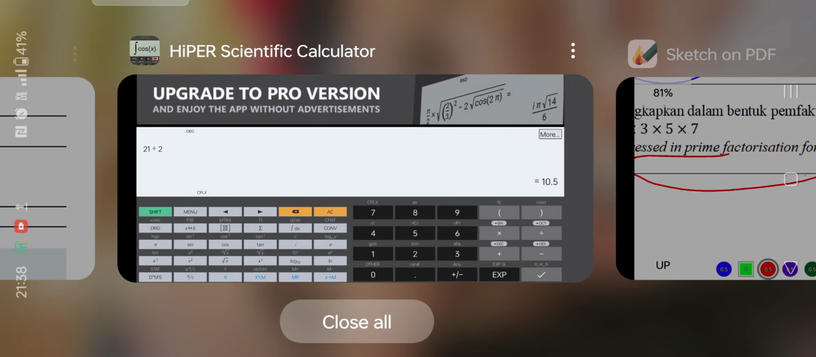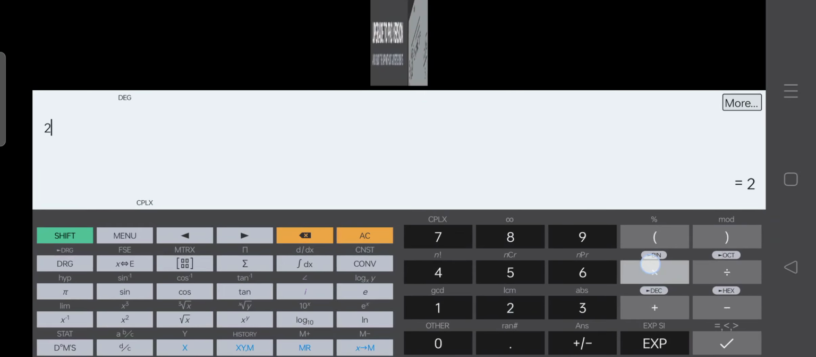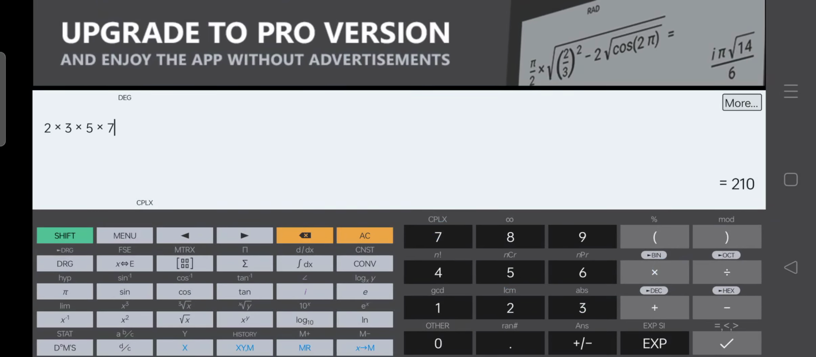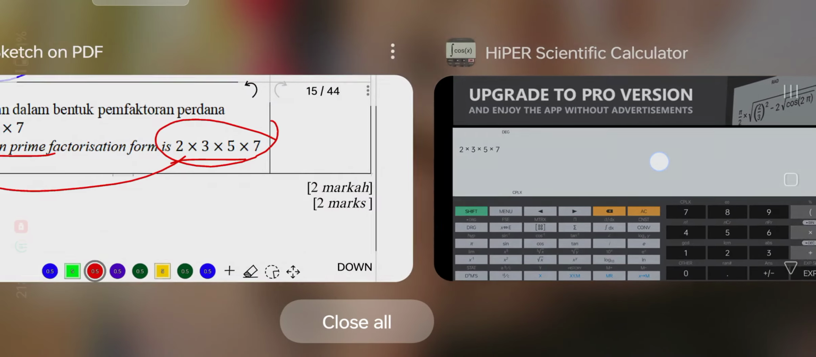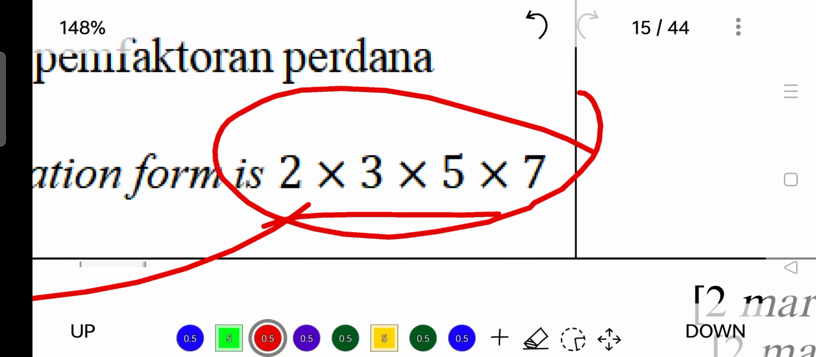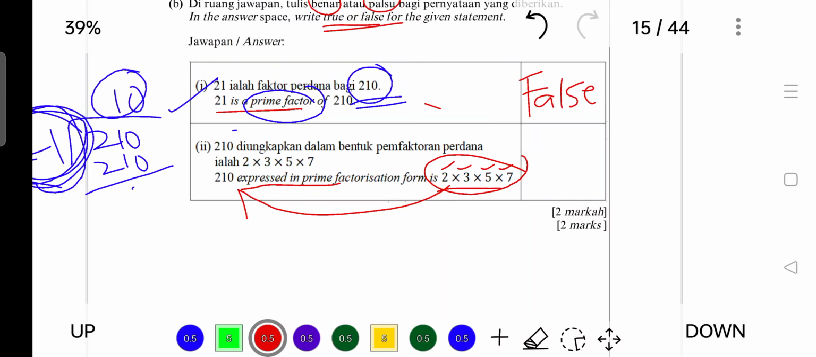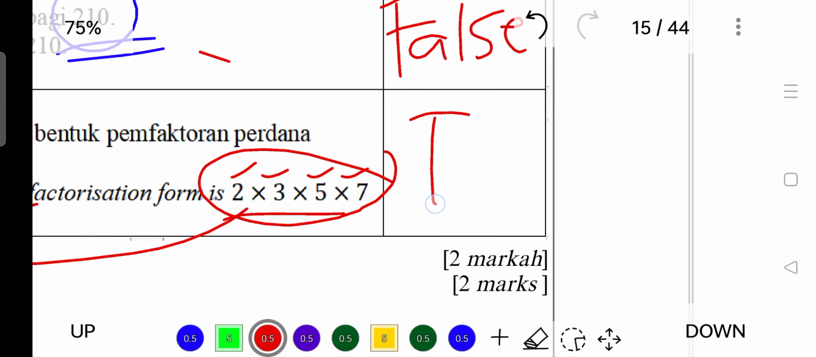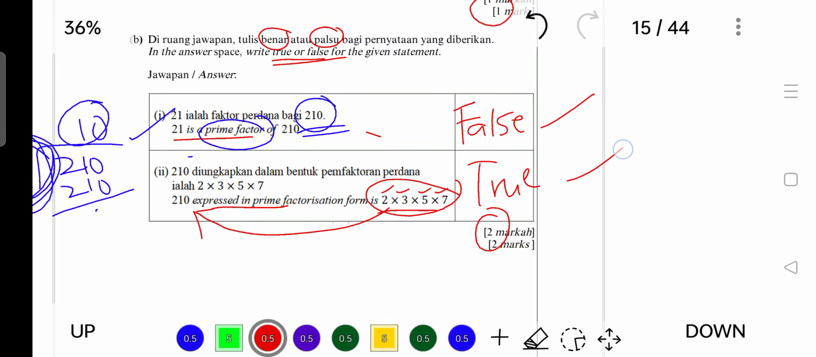2 times 3 times 5 times 7. You get 210. Just to make sure, this is a prime number, this is a prime number, prime number, prime number. So definitely the answer is true. Okay. Marks given here is 2 marks. So definitely 1 for here and 1 for here.